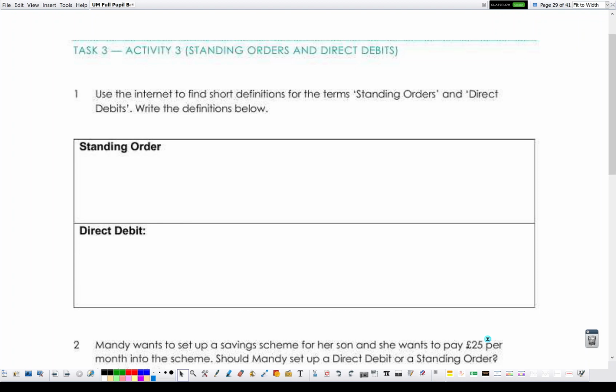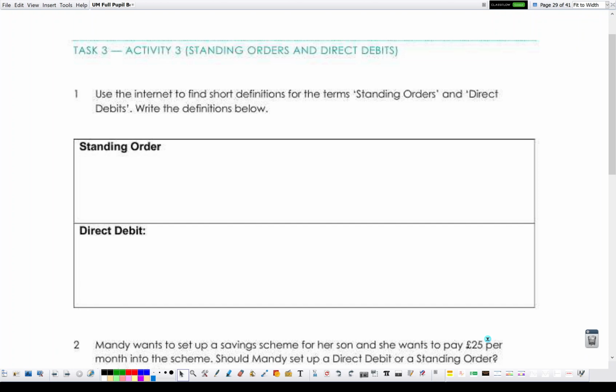Okay, this is task 3, activity 3 of the Understanding Money unit. So this task is all about banking, and this activity is specifically about the difference between standing orders and direct debits. So the first thing we have to do is just figure out or research for ourselves what the difference between a standing order and a direct debit is. You probably will have heard these terms before. They both broadly mean kind of the same thing, but there is a subtle difference between them.